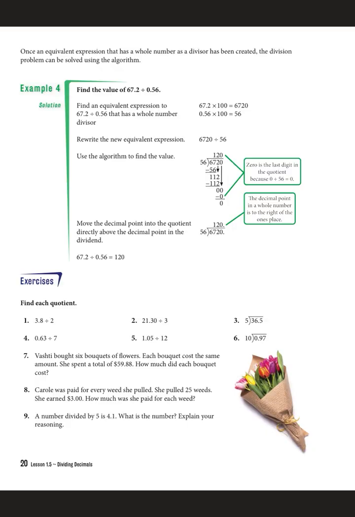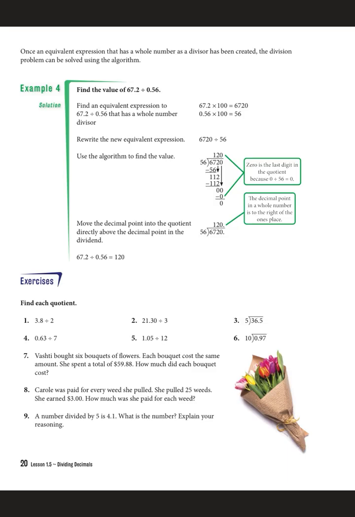Up here at the top, it says, once an equivalent expression that has a whole number as a divisor has been created, the division problem can be solved using the algorithm. And last but not least, they guide you through another example, a 4th example here, where it says find the value of 67 and 2 tenths divided by 56 hundredths. Again, like I said before, read through the solution, study the work that it shows there off to the right, and make sure you guys look at the explanations there in the green boxes.